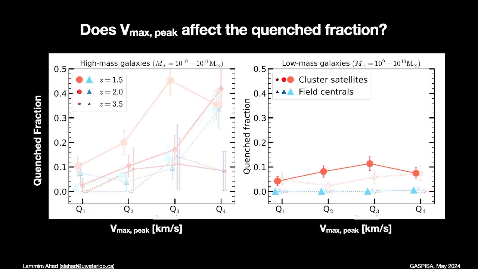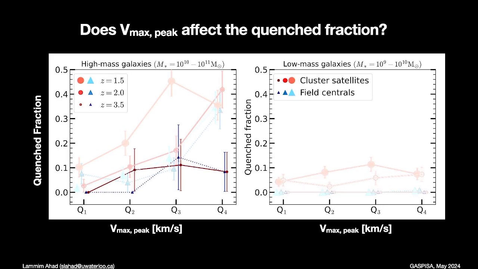So what it's telling us is that between redshift 3.5 and 2, environmental quenching already started for cluster satellites, especially for these low mass galaxies in our sample. But if you look at the distribution of these quenched galaxies with respect to their Vmax peak values, there is basically no dependence. So they're basically quenching everything.